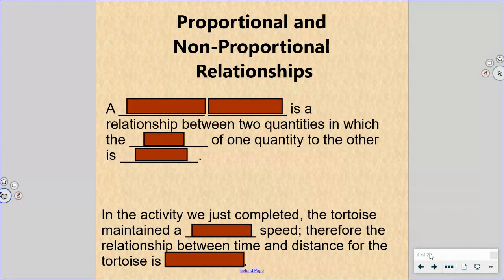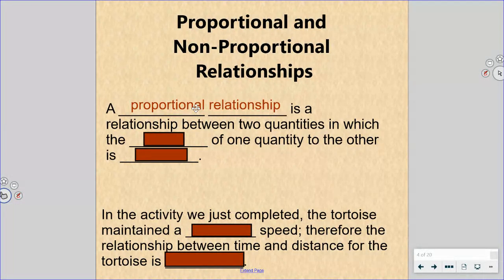So let's talk. In fact, this first piece is going to be the top part of your homework assignment, and that's just discussing what a proportional relationship is. A proportional relationship is a relationship between two quantities, two different things, in which the ratio of one quantity to the other is always the same, always constant.